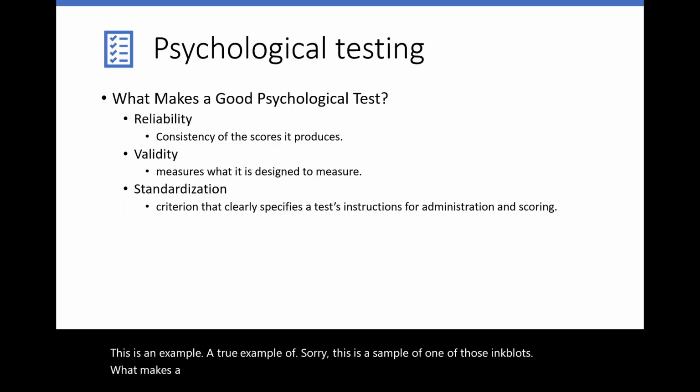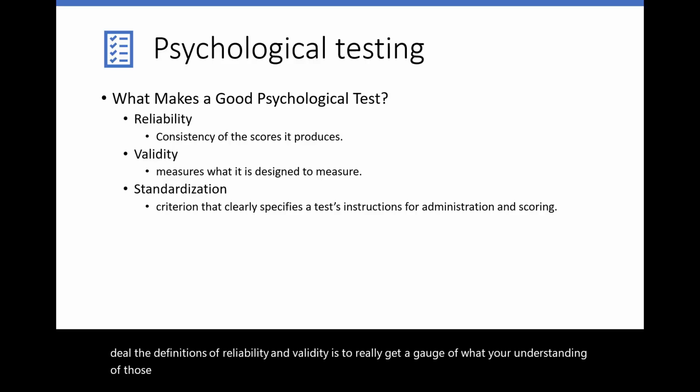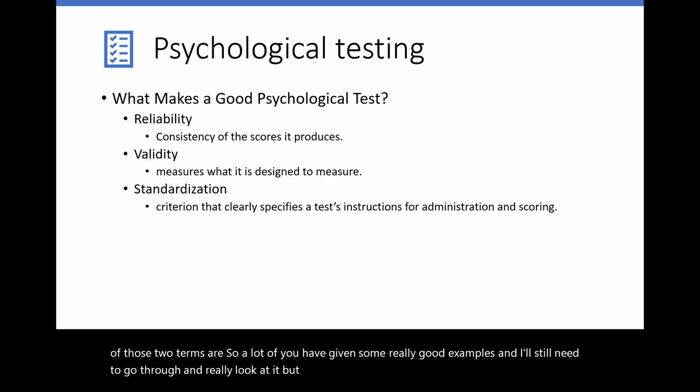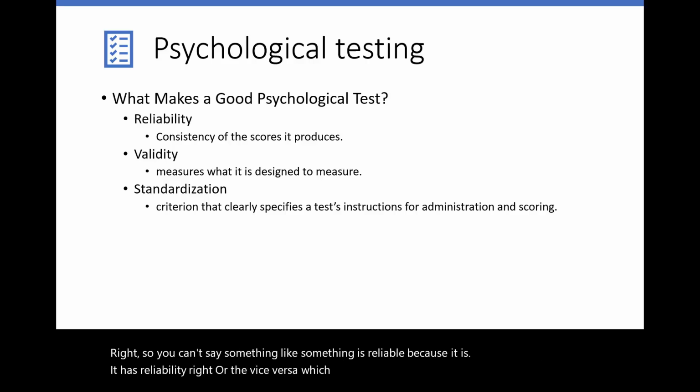What makes a good psychological test? The reason I had you do the definitions of reliability and validity is to really get a gauge of what your understanding of those two terms are. A lot of you have given some really good examples, and I'll still need to go through and really look at it, but reliability, remember I told you anytime you are going to define a word, you should not be using the word in the definition, right? So you can't say something like something that has reliability is reliable, right? Instead you would say something like it is consistent, right?